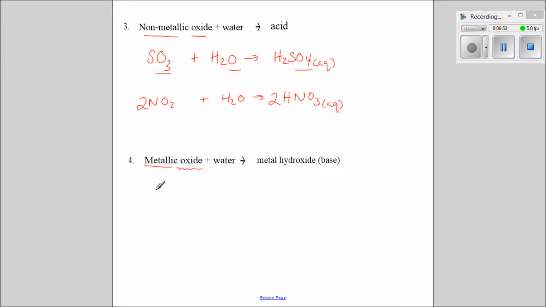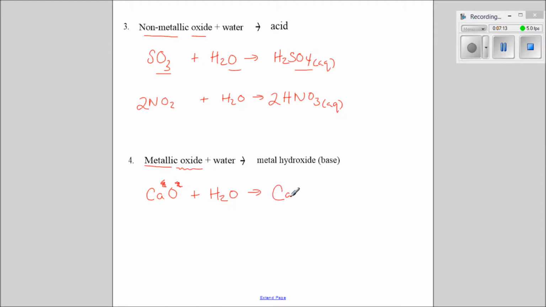I'll explain what that means in a moment. If we take a look at our metallic oxide, let's pick one. Let's go calcium oxide. Calcium has a 2+ charge, oxygen has a 2- charge, so it's just CaO. If you combine that with water, a metal oxide plus water will make a base.